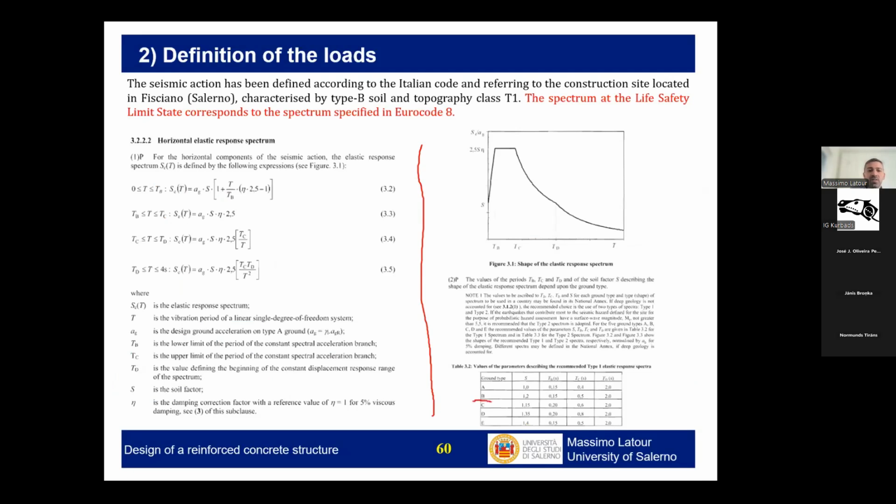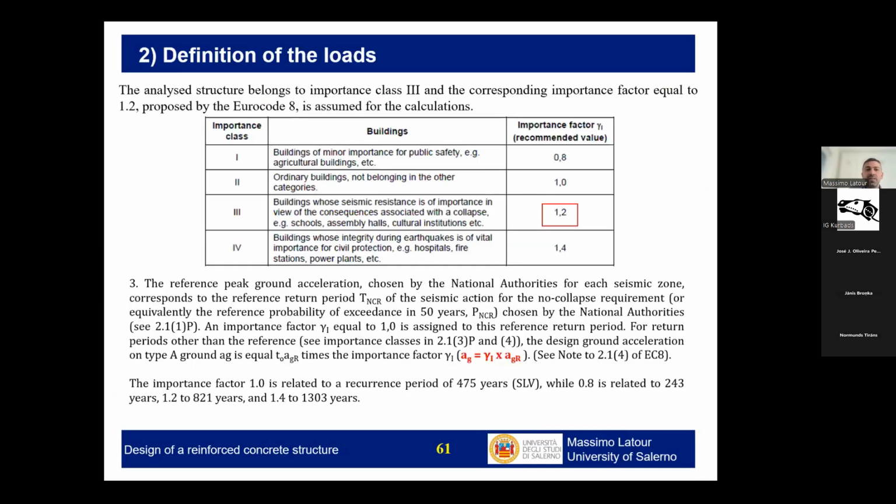Our soil is a soil type B. So basically, the spectrum I've reported before is based on this hypothesis: type 1 spectrum, soil class B. The building is designed in the campus of the university, so it's a building which has a higher importance.